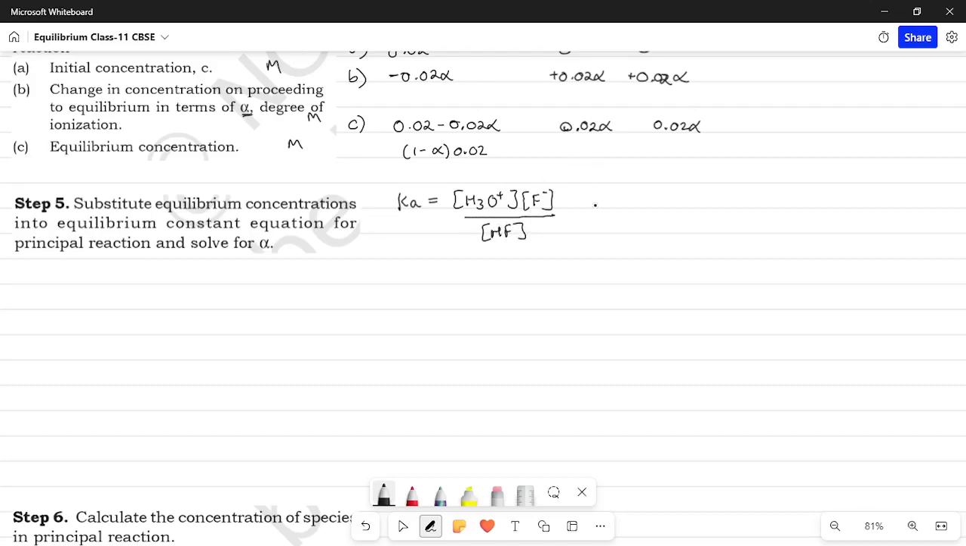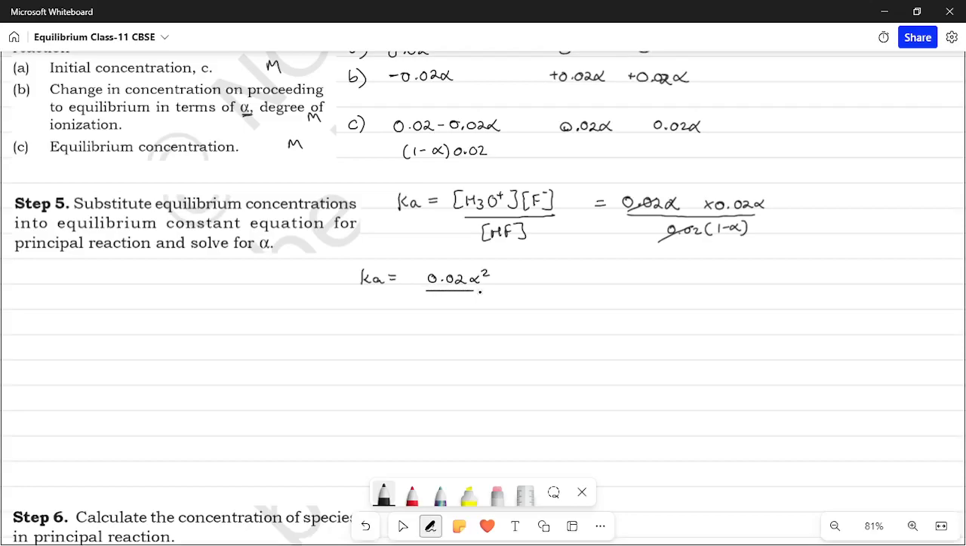Okay, so we will substitute the values. So 0.02 alpha into 0.02 alpha, whole divided by 0.02 into 1 minus alpha. So this and this can get cancelled. And so we are left with Ka is equal to 0.02 alpha square divided by 1 minus alpha.